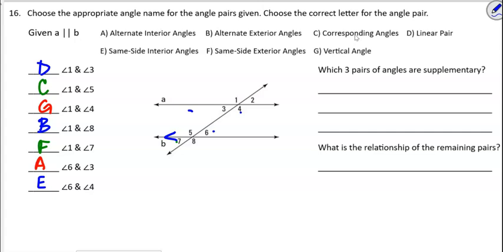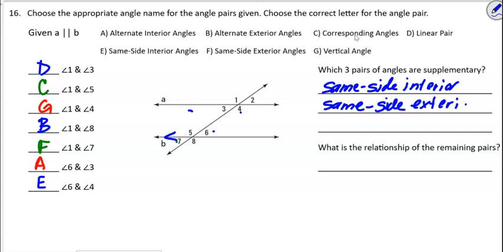It says which 3 pairs of angles are supplementary. So this is what I told my students, same side supplementary. So they're same side angles, same side interior, and same side exterior. And then what's the third one? The linear pair, right? Because all 3 of these are supplementary. What does supplementary mean? It means when you add them together, they equal 180, right? And then it says what is the relationship of the remaining pairs? They are congruent, right? All the rest of the remaining pairs of angles are congruent, okay?